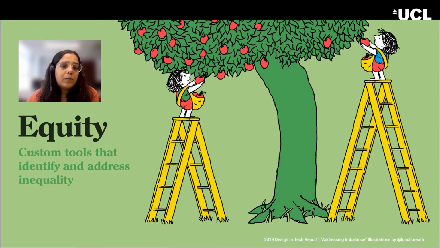Here we have an example of what equity looks like. There are custom tools which allow everyone the opportunity to be on a level playing field with their peers, and it acknowledges that there is an unusual level of unfairness to compete in the first place. As you can see, the person on the right now has access to a taller ladder, which enables them to access the tree in the same way as the person on the left.